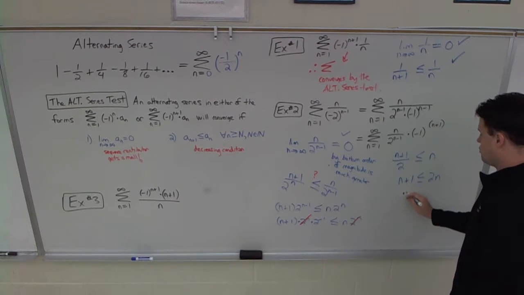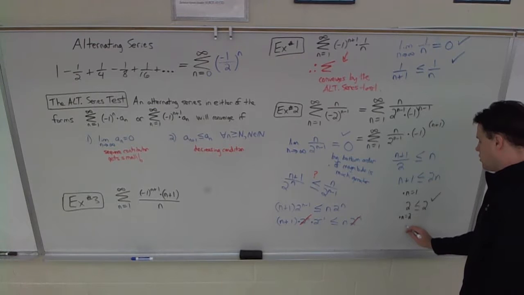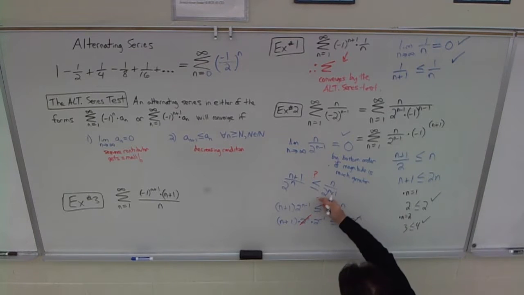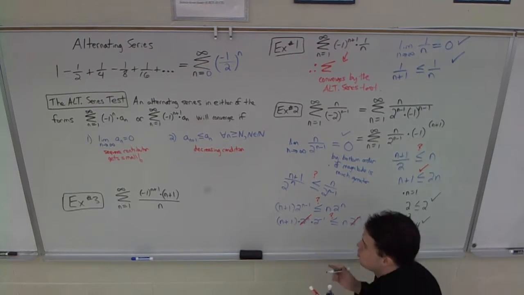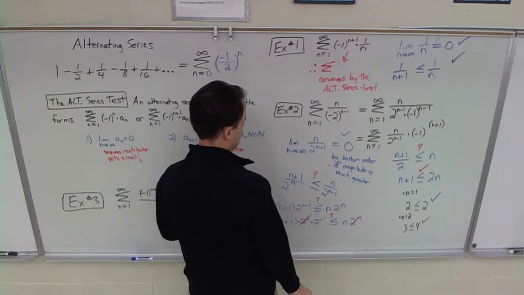So if I put in a case of n equals 1, then we've got 2 is less than or equal to 2, check mark. If I put in a case of n equals 2, then I've got 3 is less than or equal to 4, check mark. That's definitely true. So I guess I should put my question mark. I wasn't sure here. I'm sure there. That shows that it's decreasing. So we've met the assumptions of the alternating series test.